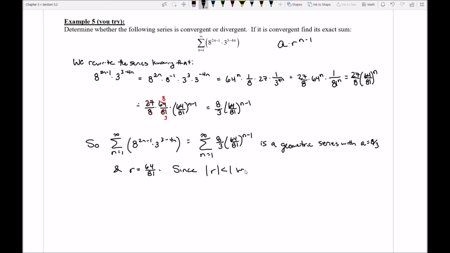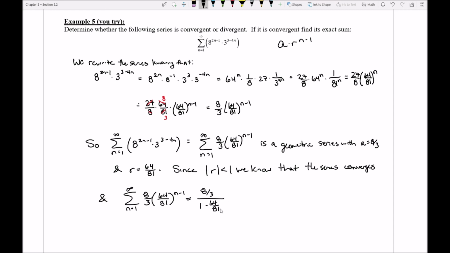And now I know that since the absolute value of my r is less than 1 here, we know that the series converges, and moreover, we can actually state precisely what it converges to, because that general formula of a over 1 minus r can still be used. So a over 1 minus my r.